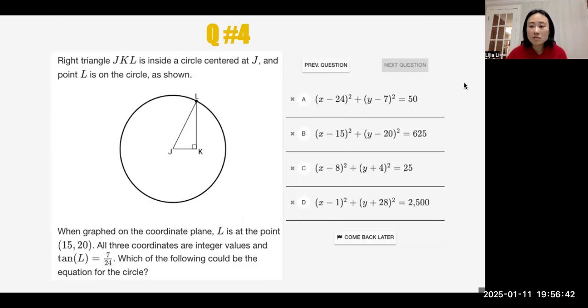The trig function may be new to students in 9th or 10th grade. Let me give you an introduction. Tangent of L, this angle, means opposite over adjacent. So this one, the ratio is JK over LK. Okay, based on this information, you can do it.